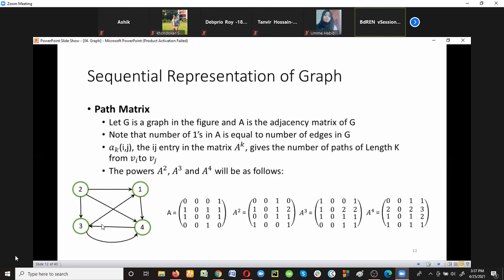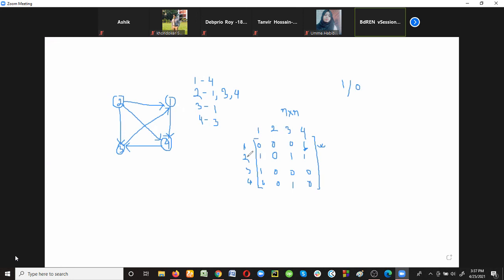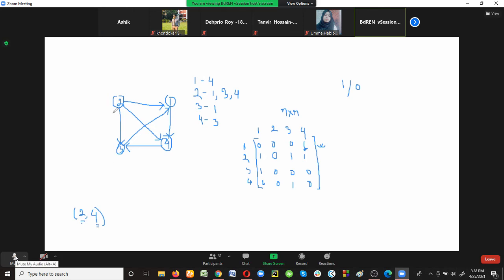For the same graph, we can use the previous graph. So this is our graph and this is the path matrix. Now we want to find out the path matrix. So what is the path matrix? Suppose we want to find out, is there any path, any way for traveling from 2 to 4? So look at this graph. What is the answer? Yes, ma'am. 2 and 4 are directly connected, so obviously there is a path from 2 to 4.